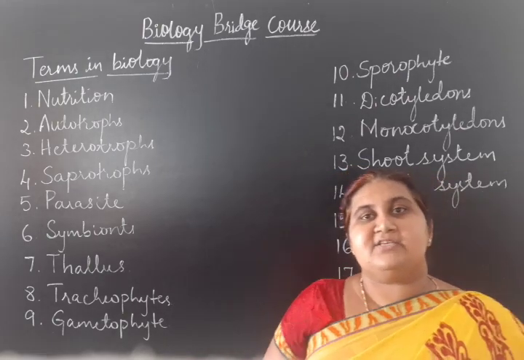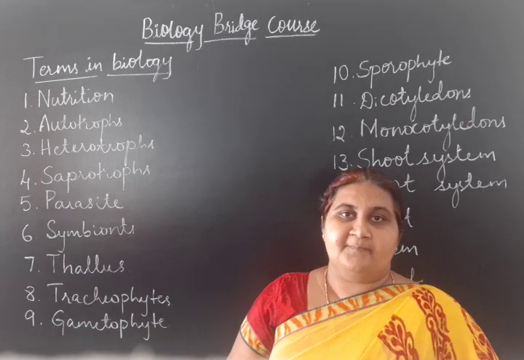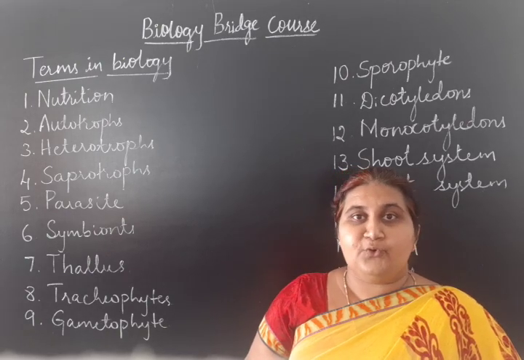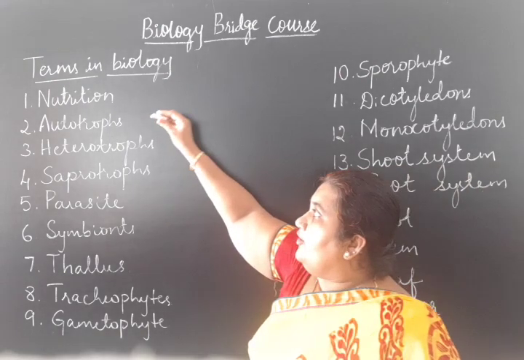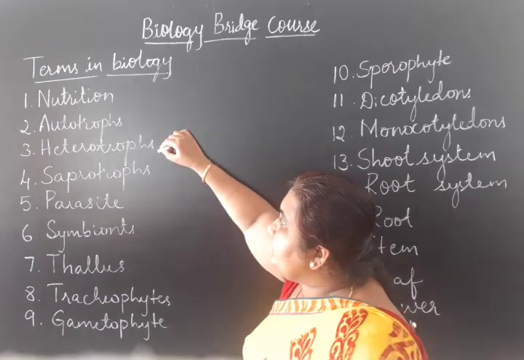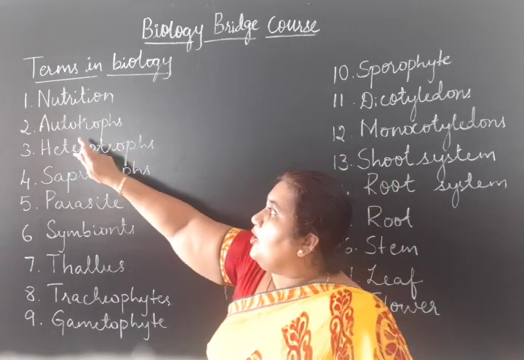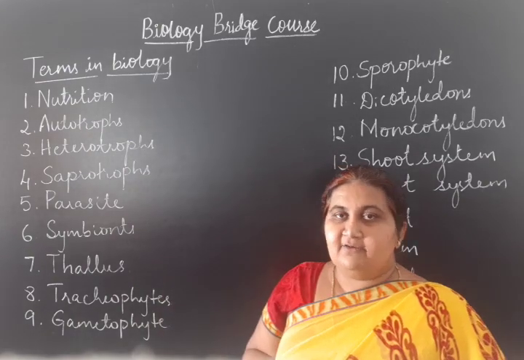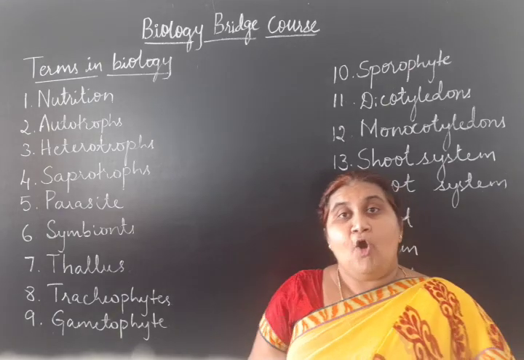Organisms are classified into different groups based upon how they get their food, nourishment, the nutrition. So, organisms are classified into autotrophs, heterotrophs, saprotrophs. Auto means self, trophos means nourishment.